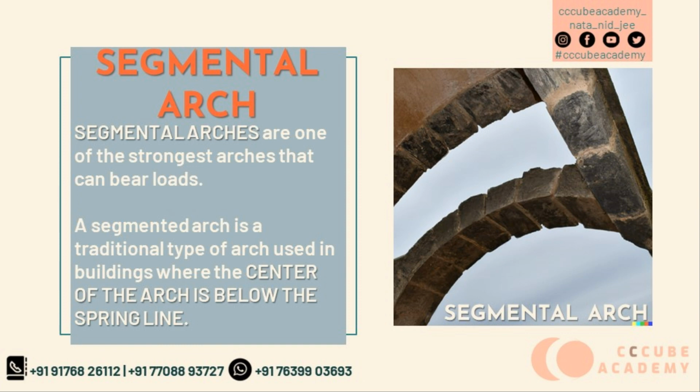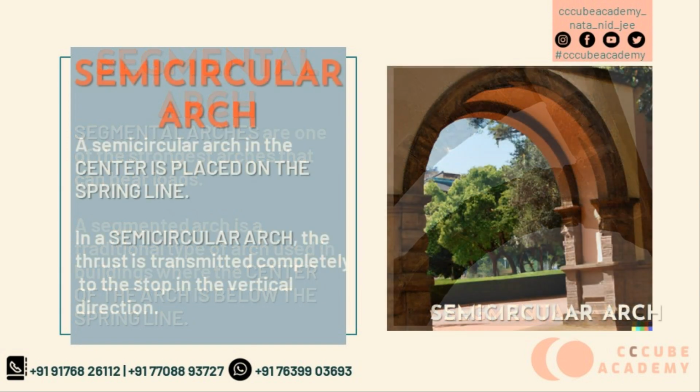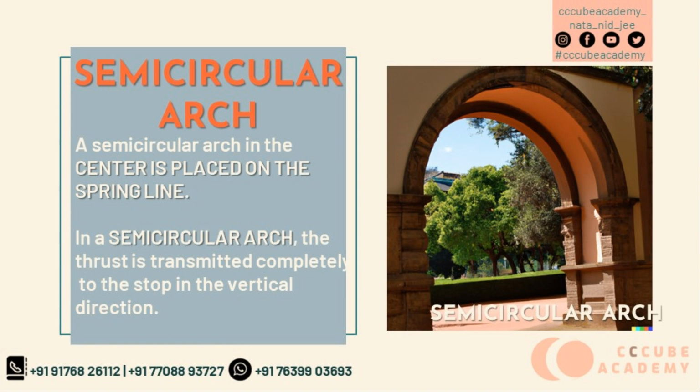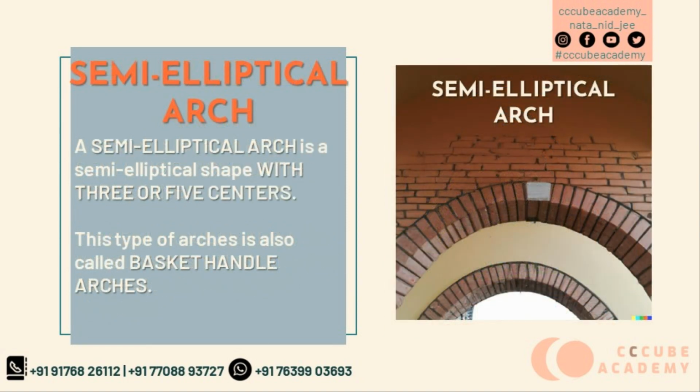A segmental arch is a traditional type of arch used in buildings where the center of the arch is below the spring line. In the segmental arch, the thrust is carried obliquely towards the abutment. Semicircular arch. A semicircular arch has its center placed on the spring line. In a semicircular arch, the thrust is transmitted completely to the abutment in the vertical direction.